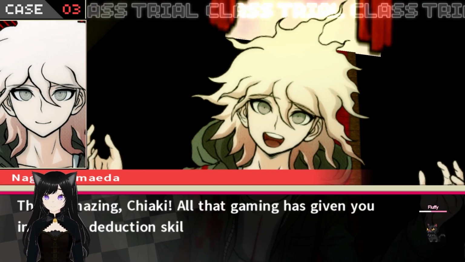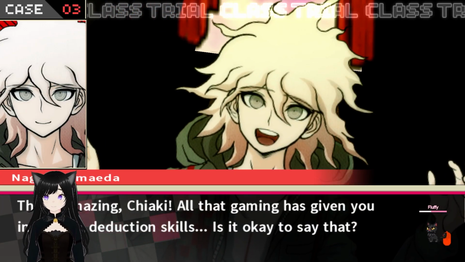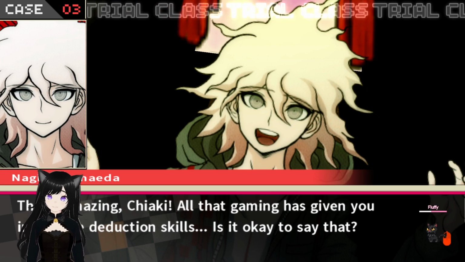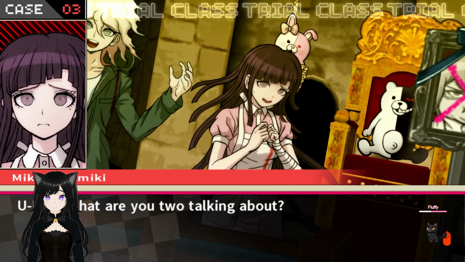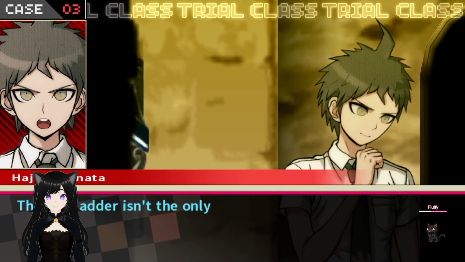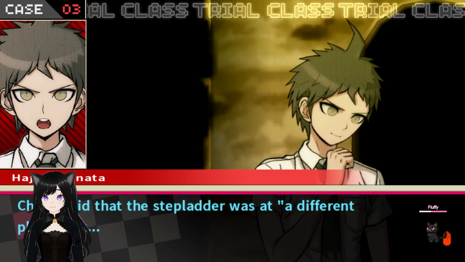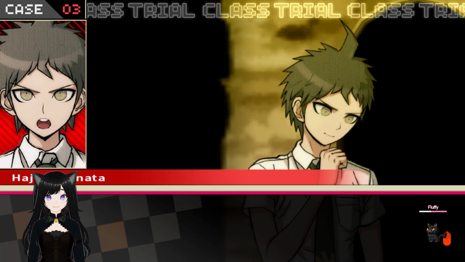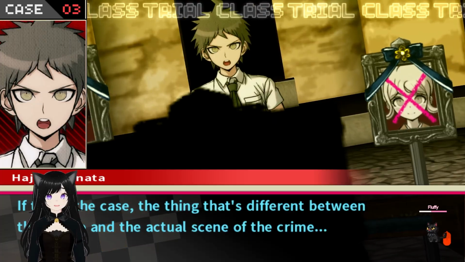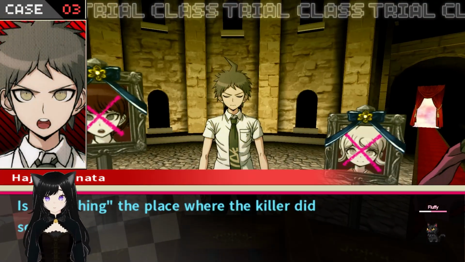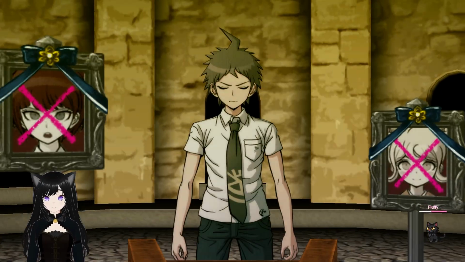That's amazing, Chiaki! All that gaming has given you incredible deduction skills. Is it okay to say that? Again, you sound sarcastic. What are you two talking about? The stepladder isn't the only thing that's different, huh? Chiaki said the stepladder was at a different place, but if that's the case, the thing that's different between the video and the actual scene of the crime is the place where the killer did something?